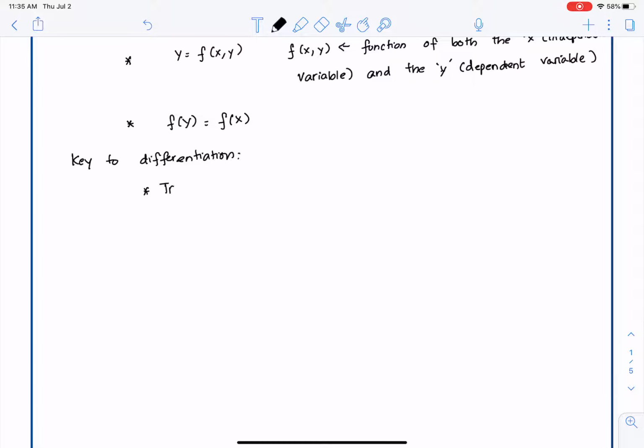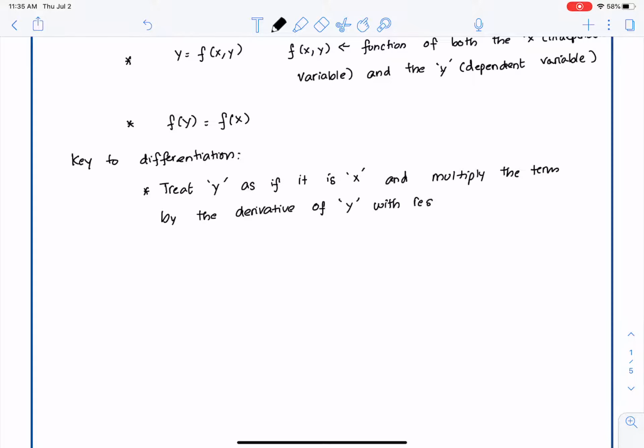We treat y as if it is x. In other words, you treat the dependent variable as if it is the independent variable and multiply the term by the derivative of y with respect to x.